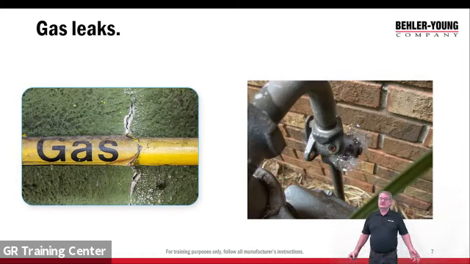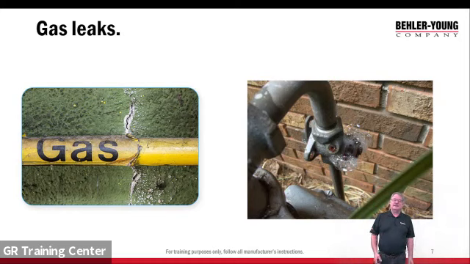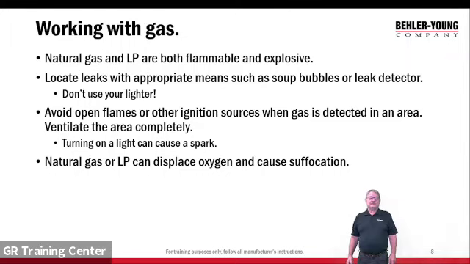Gas. When we're dealing with gas, be it propane or natural, which are the two main types we're going to deal with, we can have gas leaks. We can accumulate gas in a space and cause an explosion. Turning a light on when there's a lot of gas in a room can be enough to ignite it, so that's something else we want to be careful of. Working with gas, they're both flammable in the right amounts, as we're going to talk about.